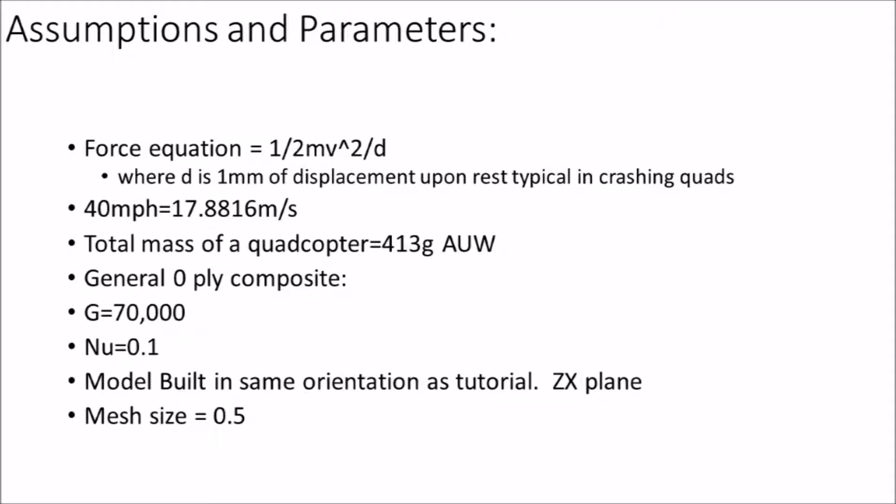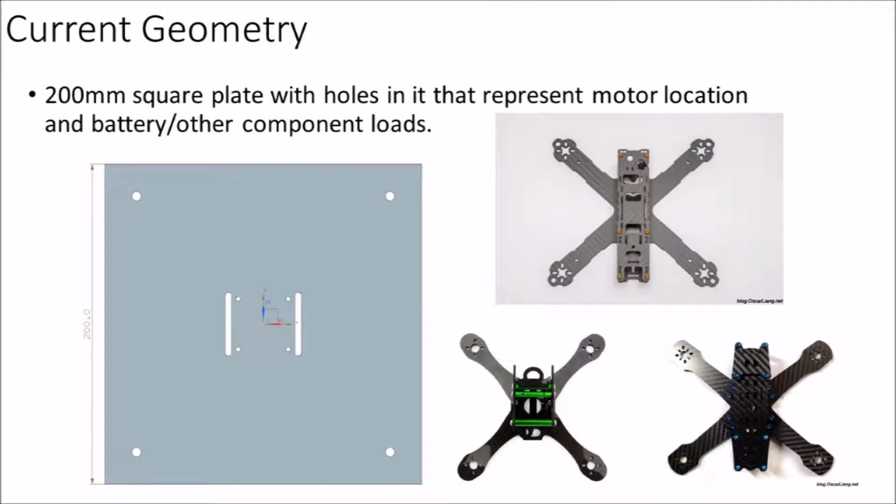The model is built in the same orientation as the tutorial, in the ZX plane, and the mesh size is 0.5. This is the current 2D geometry, which could also be 3D depending on thickness. It's a 200 millimeter square plate with holes that represent the motor locations, battery, and other components. That slot is also used for the battery as well. However, that's just a placeholder.